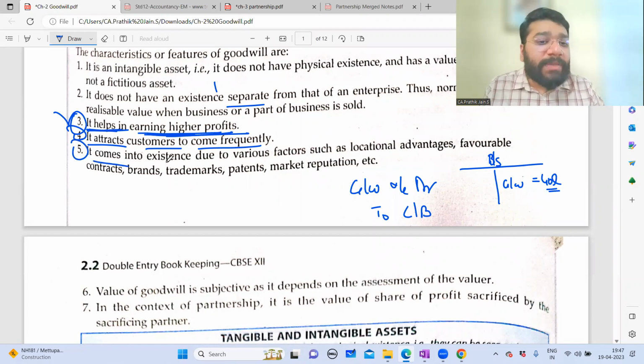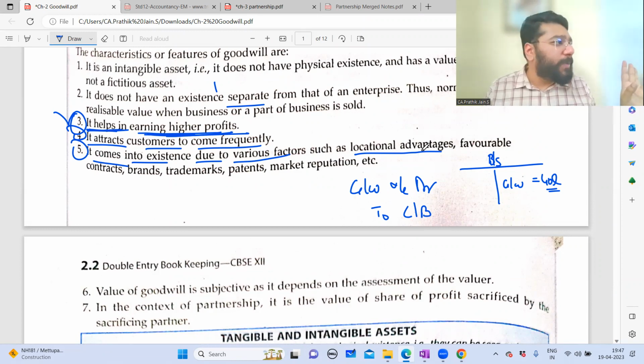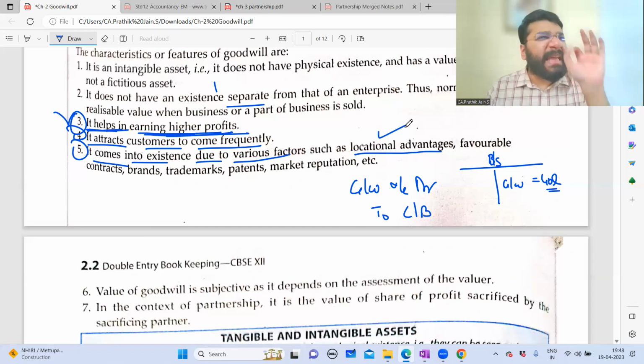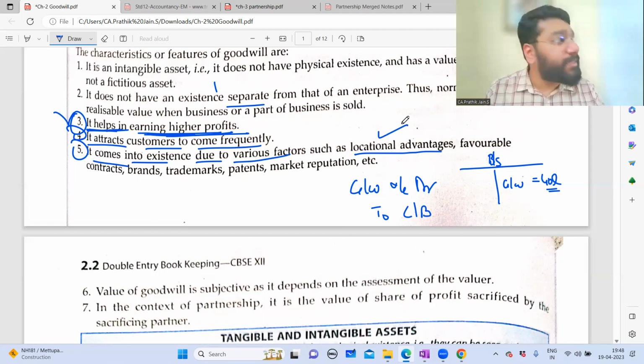Fifth one, it comes into existence due to various factors such as location advantage. Say your product and services are bad, your management is bad, everything is bad. Price is bad, you've kept too high a price. Staff are not hospitable, there's no hospitality, nothing. Still, Annapurna is willing to buy your business. You know why? Your location is an excellent place. So Annapurna says, you sell the business to me. You don't know how to run the business. I'll run the business, you just give me that location, that place. So location sometimes plays a very crucial role in enhancing the value of the business.